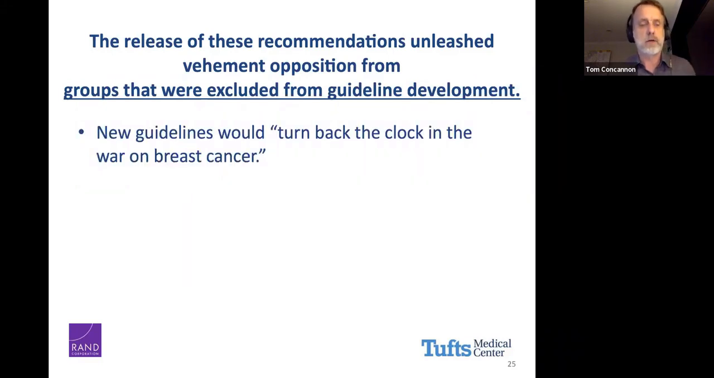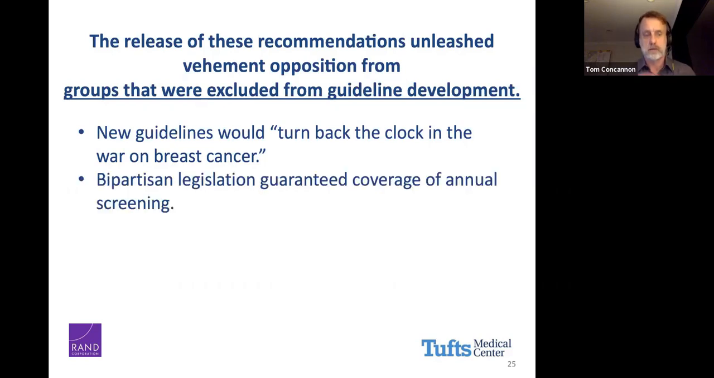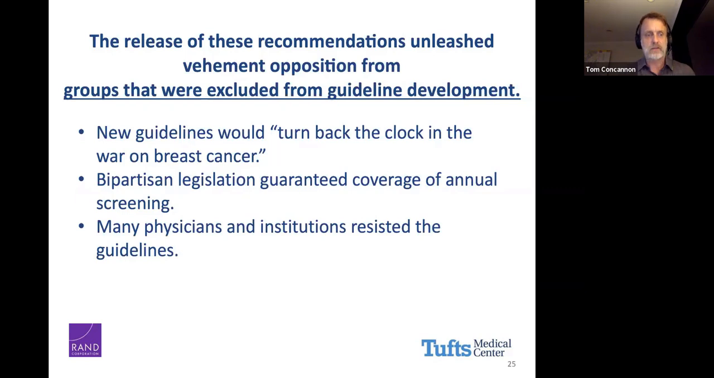These groups said that the new guidelines would, quote unquote, turn back the clock on the war on breast cancer. They were able to get bipartisan legislation that guaranteed coverage of annual screening starting at age 35 and continuing through the end of life. So that takes it up from 12 mammographies in a person's lifetime to somewhere between 35 and more, maybe 40 mammographies. And to this day, many physicians and institutions resisted the guidelines and do not offer services based on those guidelines.